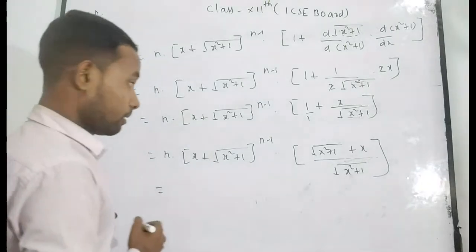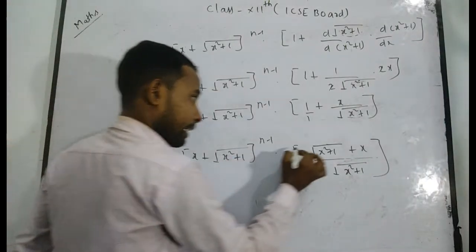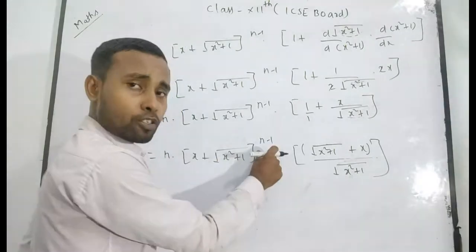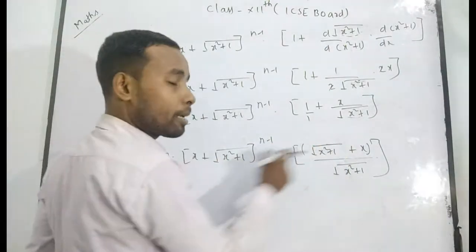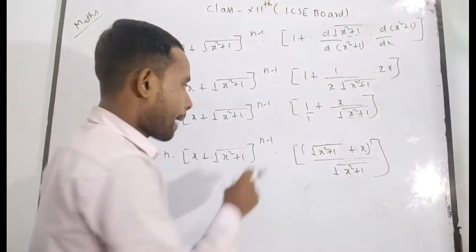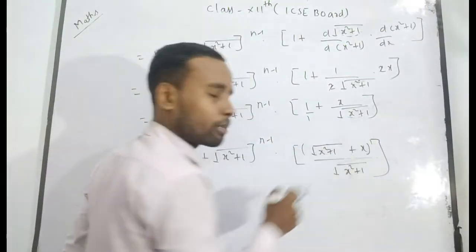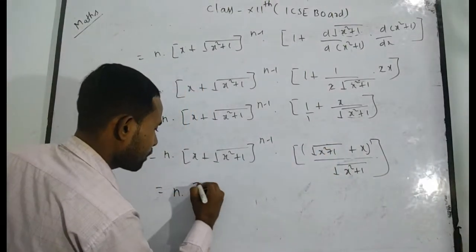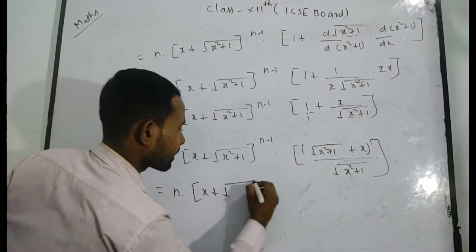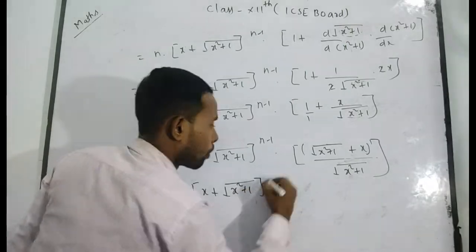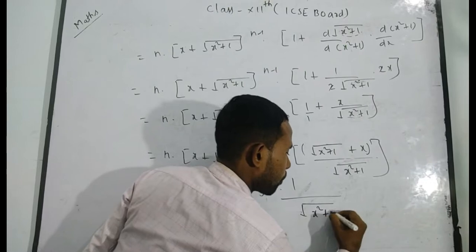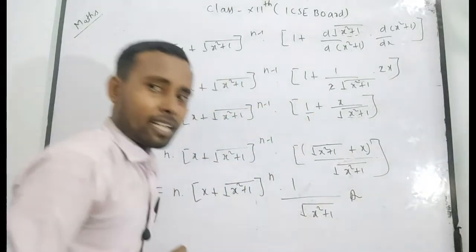Finally, you will get this whole to the power 1, and this whole to the power n-1. In that case, both are the same term in a multiplication, so you can add the powers. After adding the powers n-1 plus 1, that will be n, because the 1 and 1 cancel each other. Finally, you will get (x + √(x² + 1))^n into 1 upon √(x² + 1). This is your required answer.